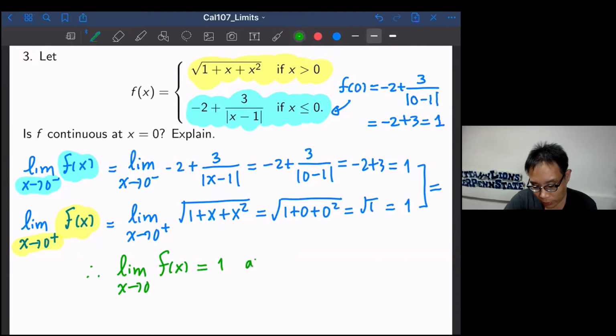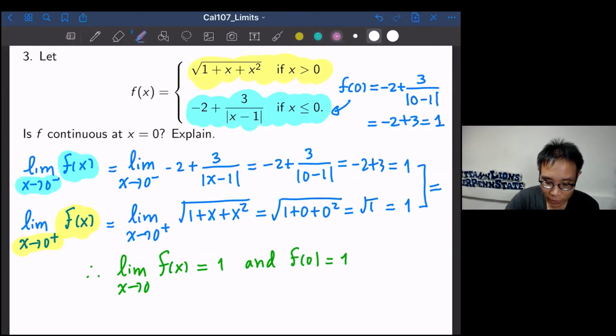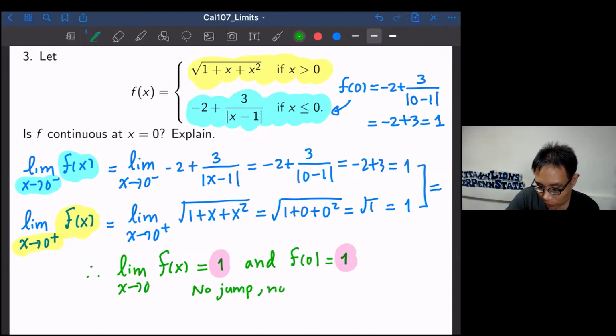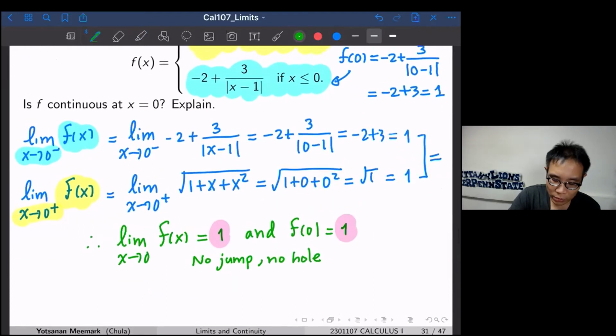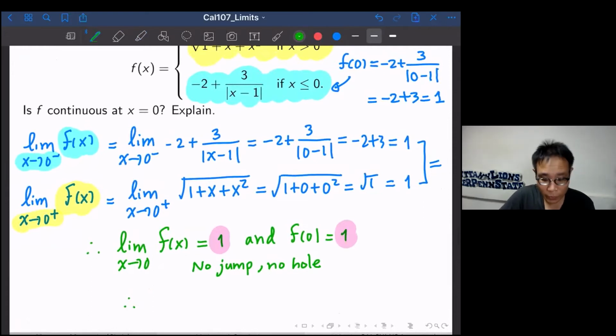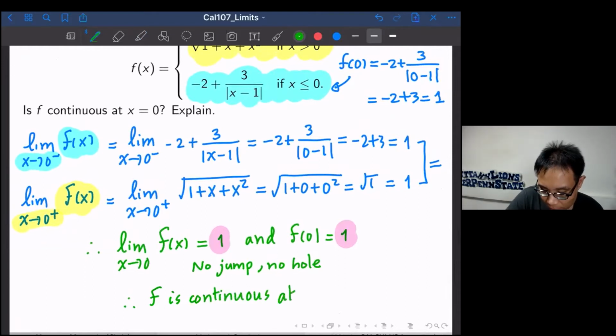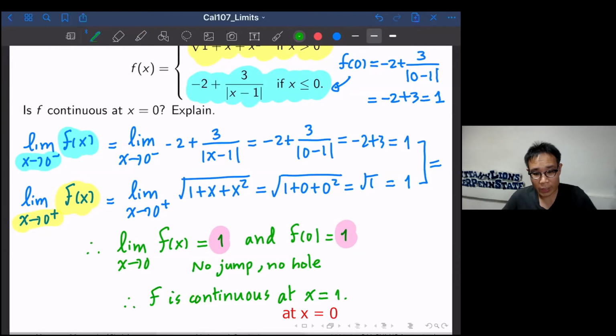Okay, and you have f(0) equal to 1 also. Okay, so you see that these two numbers are the same. So they both equal to each other. So in this case, it's going to be no jump, no hole. So the conclusion here will be f is continuous at x equal to 0.